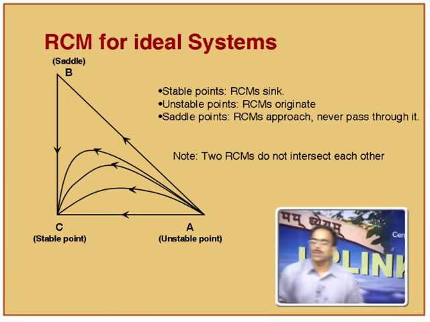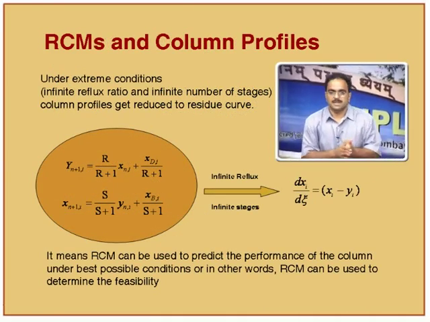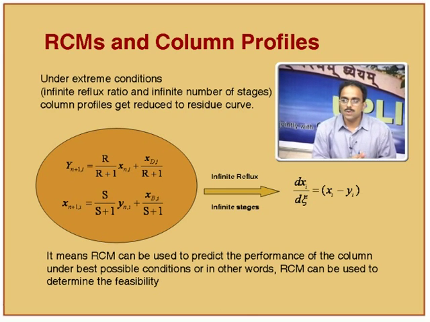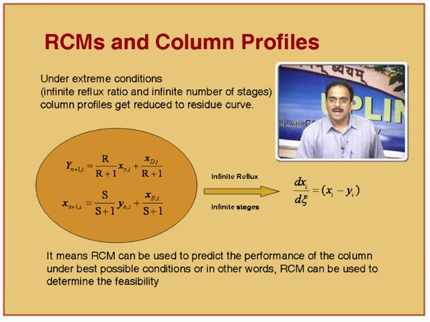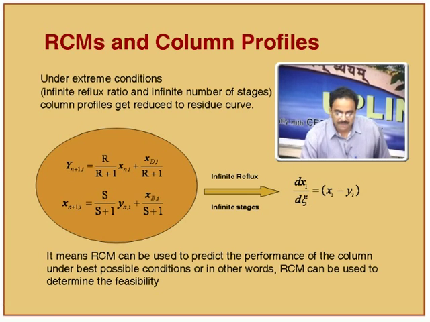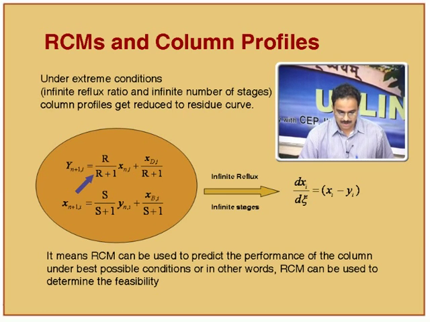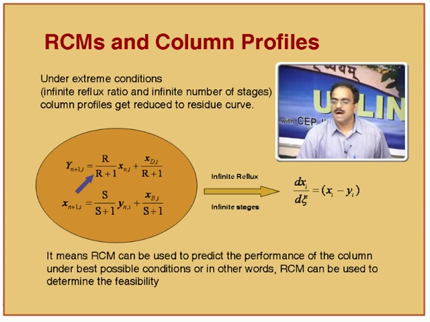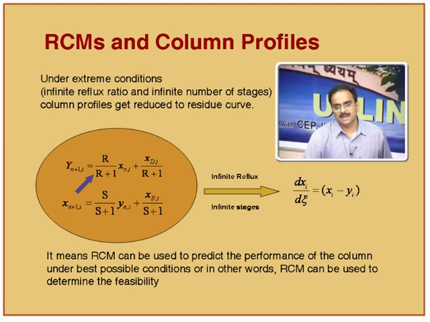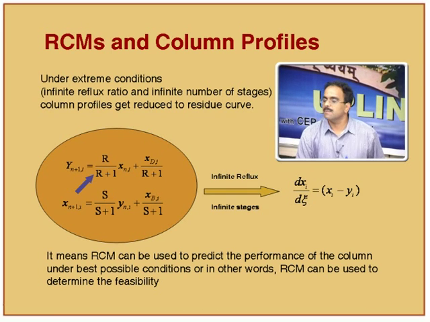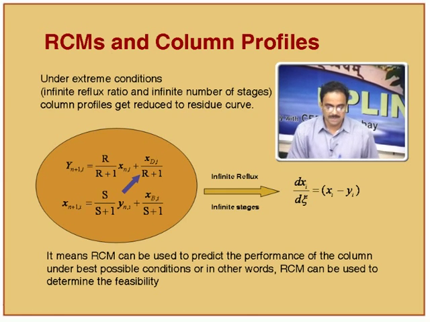Before that, let us look at the relationship between RCM and column profiles, okay. As I told you, in column profiles you have the reflux ratio, and in the stripping section the reboil ratio. But if we make the reflux ratio infinity, what will happen to this? For r equal to infinity, this factor r by r plus 1 is 1, right? For a very high value of reflux ratio, r by r plus 1 will be 1, and this will be 0, because you have infinity in the denominator, so this becomes 0.